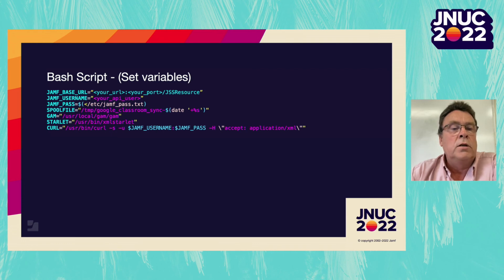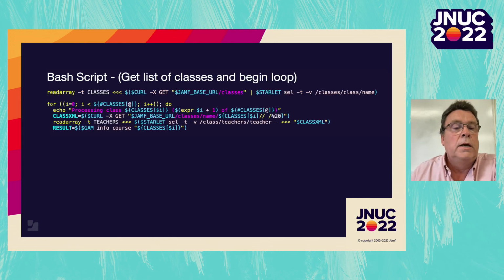I also now tell it where my xmlstarlet command is, because that's what I'm going to use to process my XML. And I also tell it what my curl command is going to be, so I don't have to type that out every time. Again, first line here reads in all the classes using curl, querying the API and getting a list of the classes. Does a for loop where it's processing each class.